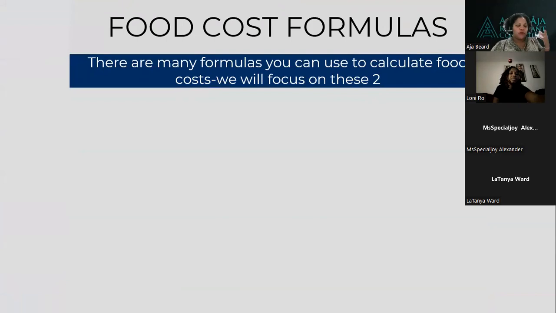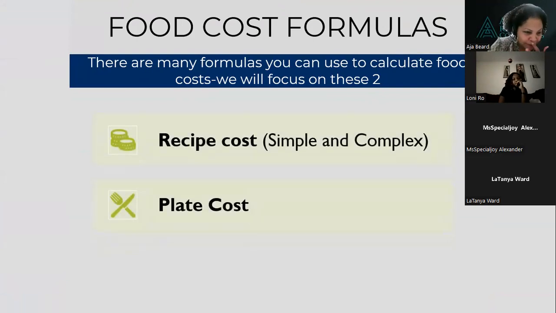If you were to Google food cost formulas, you're going to get a whole bunch of formulas out there, but there's really only two I would want to focus on right now in class just to not overwhelm people. The two that I focus on are recipe cost, and there's two different versions. I call them simple and complex, but they're both recipe costs. And then plate costs, because we do have a lot of clients who don't serve just individual items. They serve a plate of something that has multiple sides, and you want to know how to calculate that.